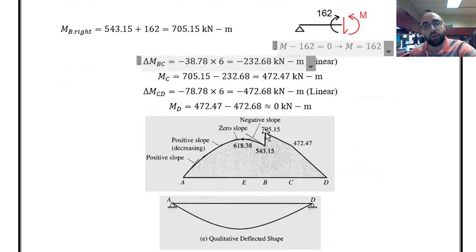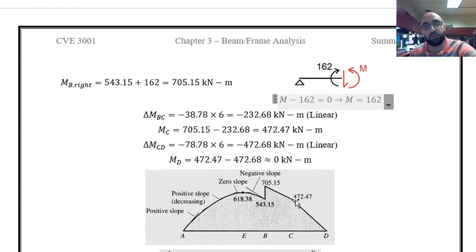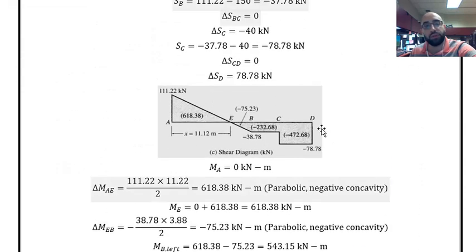So from this point we found the moment as 705. We have to go down or reduce the moment in a linear way to point C, and the amount of change is minus 232 as we found over here. So we could find the moment at C as 472.47 kilonewton meter. And now from point C to point D, again looking at the shear force diagram, the shear force is changing.